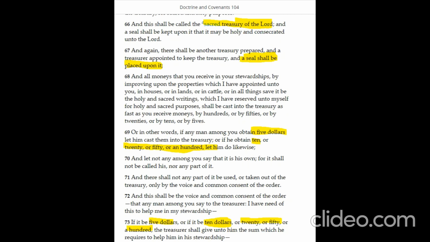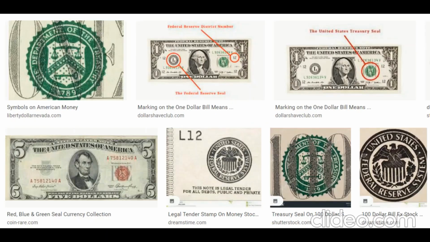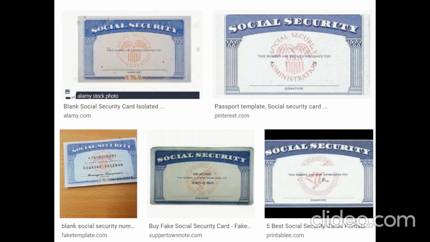But what comes forward is the change of money. The Civil War changed how our money was. Now it's $5, $10, $20, $50, or $100. And each one of them has that seal on it. Why? Because it's treasury of the Lord, how the people are accounted.